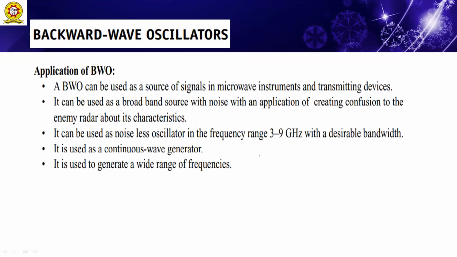Once again, take a look at the applications of BWO. Generally these backward wave oscillators are used to generate microwave signals in academic experiments, in instruments like a transmitting device. That is the first point I mentioned. It is also used as a broadband source with noise, for creating confusion in radar applications. Second application, broadband devices. Third application, BWOs are used as noise cancellers, noiseless oscillators. Fourth one, continuous wave generators.